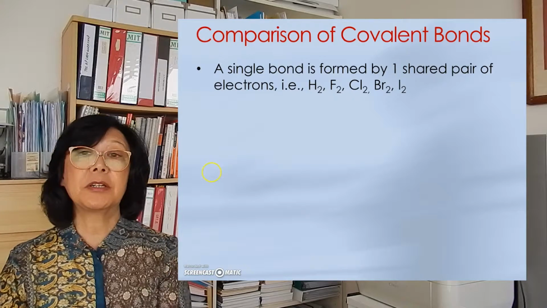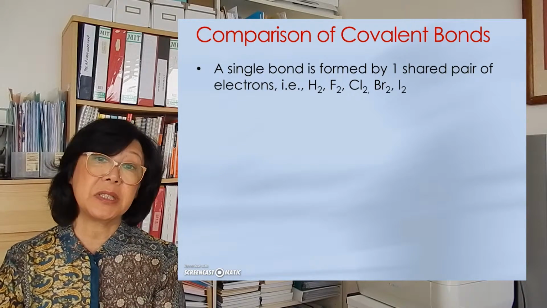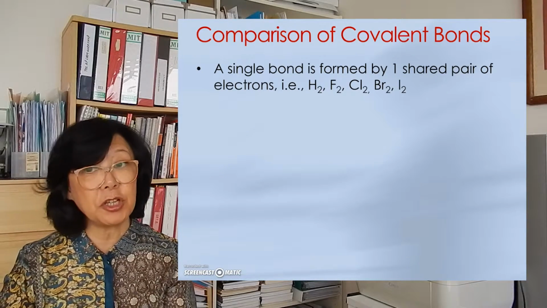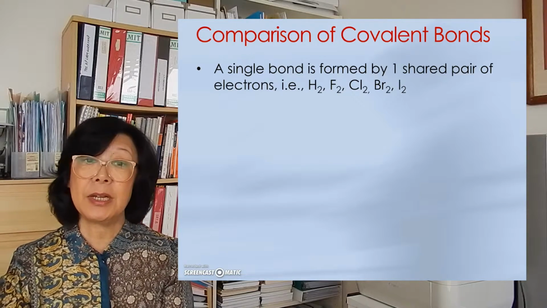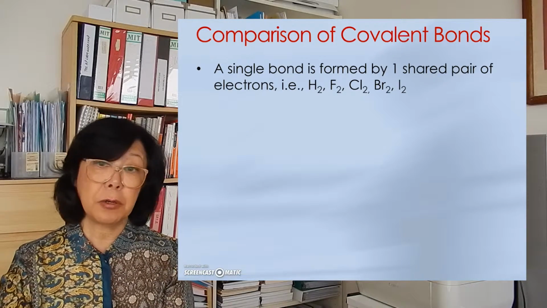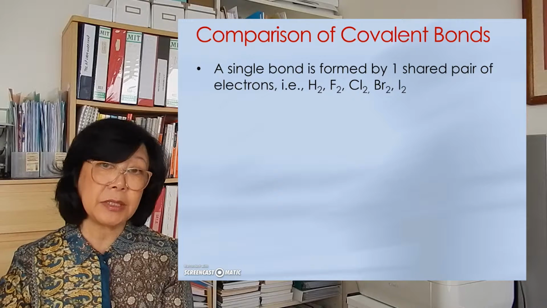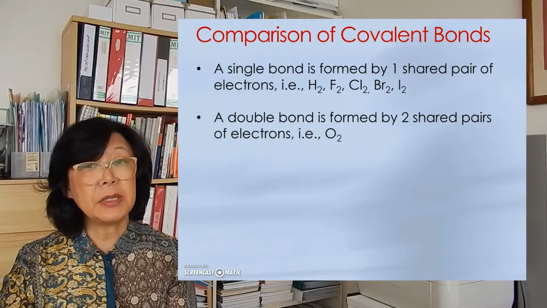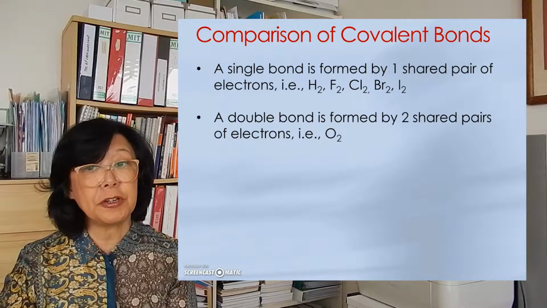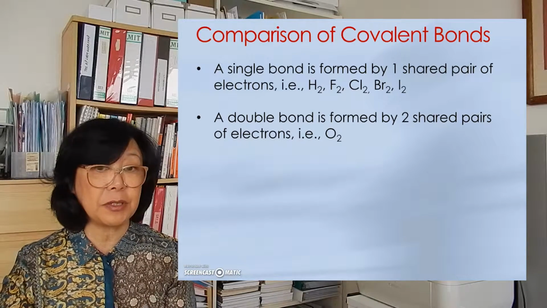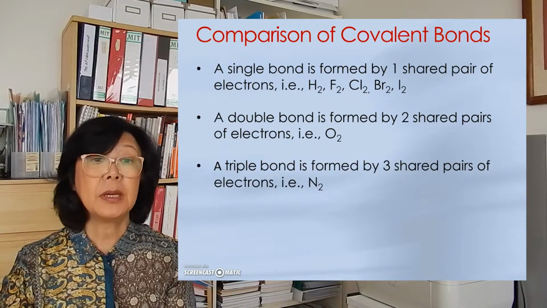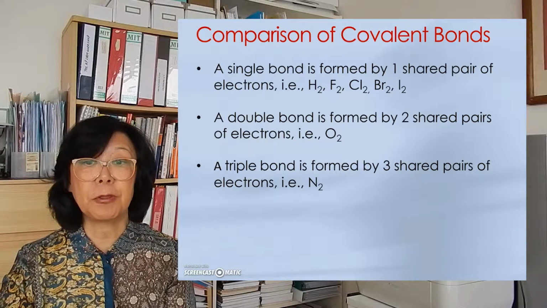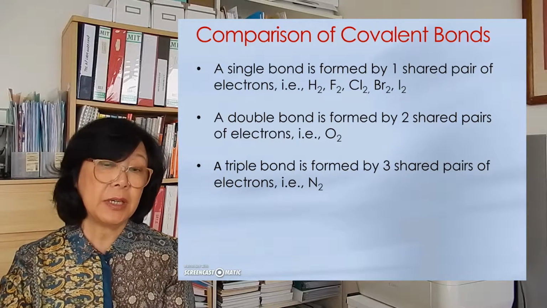When we compare the covalent bonds, we can look at the single bonds, which is formed by one shared pair of electrons, such as in hydrogen, fluorine, chlorine, bromine, and iodine, these diatomic molecules. A double bond is formed with two shared pairs of electrons, meaning 4 electrons, in oxygen. A triple bond is formed by 3 shared pairs of electrons in nitrogen.